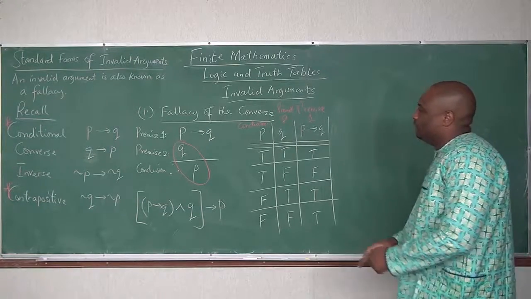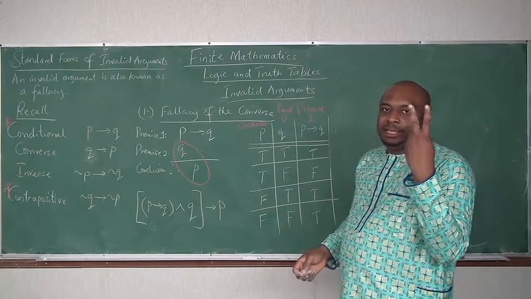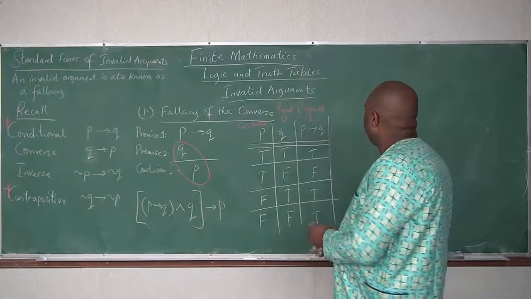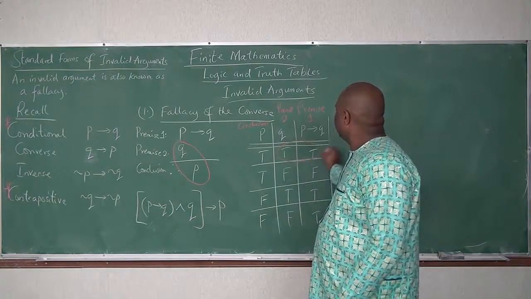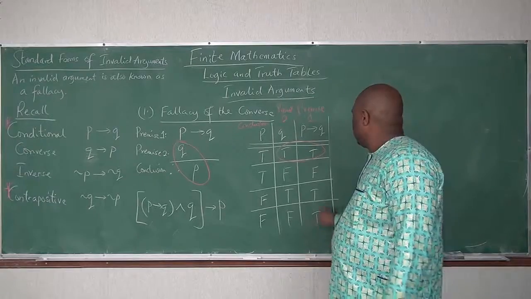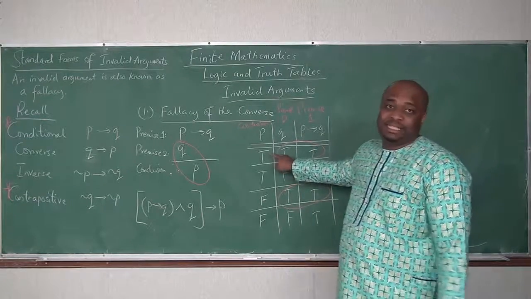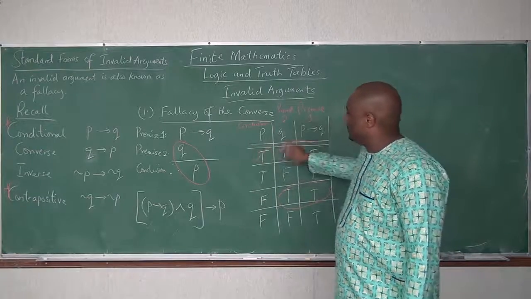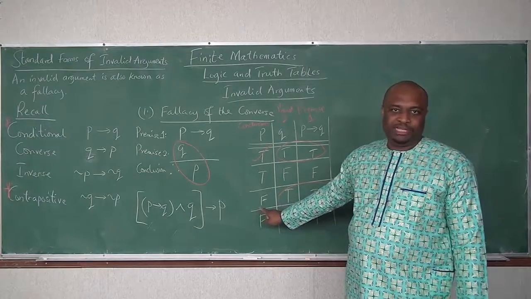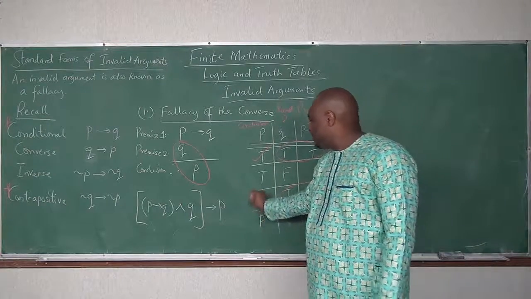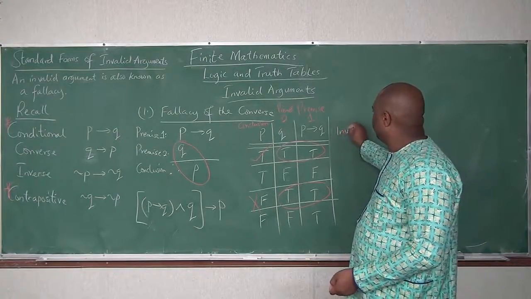So we check the cases. Let's check the cases whereby the two premises are true. We see this is one case here. One case here. The two premises are true. This is another case here. The two premises are true. In this case, the conclusion is true, so this passed the test. But here, the conclusion is false. And because this is false, the argument is invalid. Invalid argument.